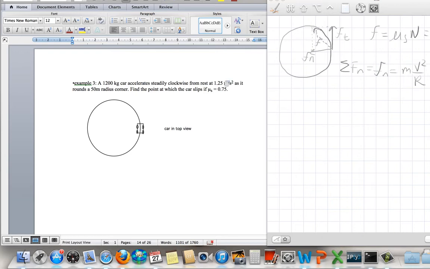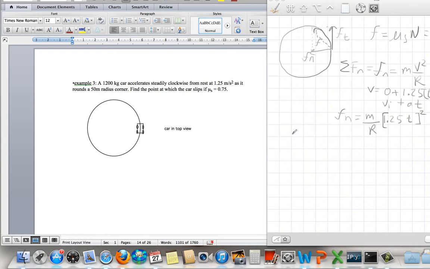Now, we're accelerating from rest at 1.25 meters per second squared, and that's constant. So v is going to equal 0 plus 1.25 t. Because the acceleration is constant, I can use constant acceleration kinematics. So there's an expression for v, and m and r are fixed. So I get for my normal component of friction, the mass over the radius times 1.25 t all squared.